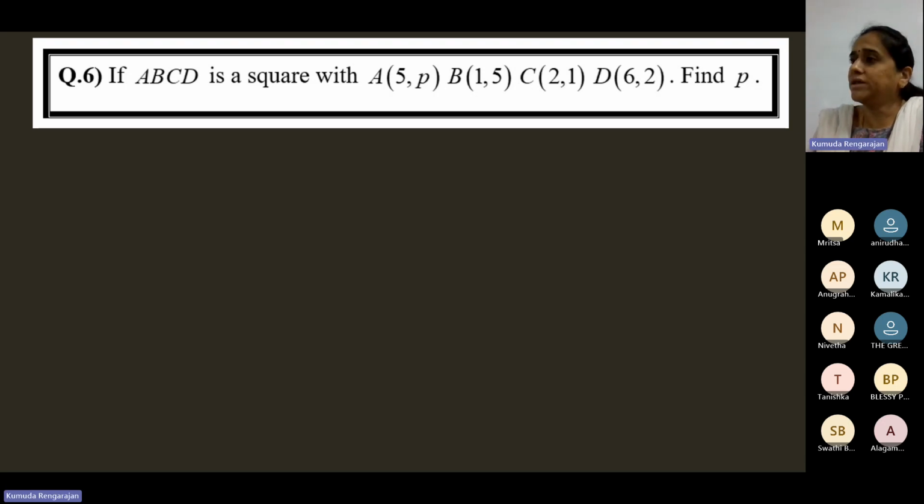Now you can find the coordinates of the midpoint of the diagonals using the midpoint formula, using the diagonal AC or BD. You can use the coordinates of A and C, or you can use the coordinates of B and D to find the coordinates of the midpoint. Now see here.